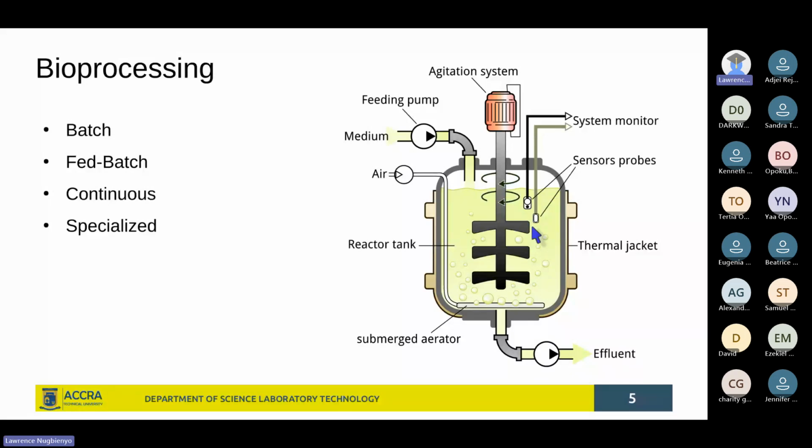Obviously, you need to have some monitors. These things are computerized. Now it's not a thing that is manual. So you just key in, say, what temperature, what pH, what pressure, because you have some sensors inside the reactor to monitor these things.